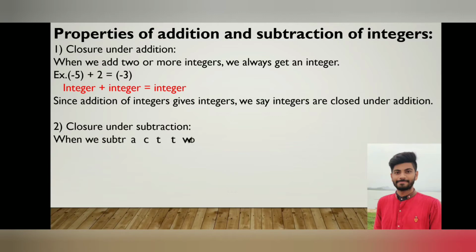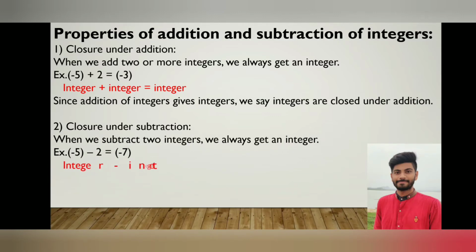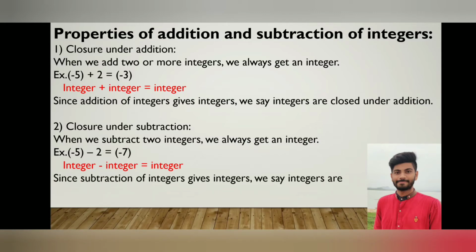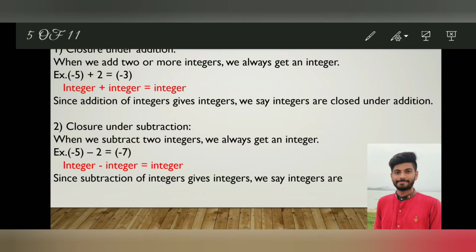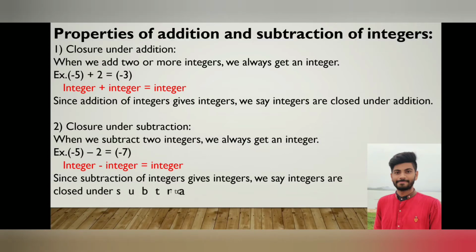Similarly, closure under subtraction. When we subtract two integers, we always get an integer. For example, minus 5 minus 2, we will get minus 7. That is, integer minus integer is equal to integer. Since subtraction of integers gives an integer, we say integers are closed under subtraction. Okay, next.